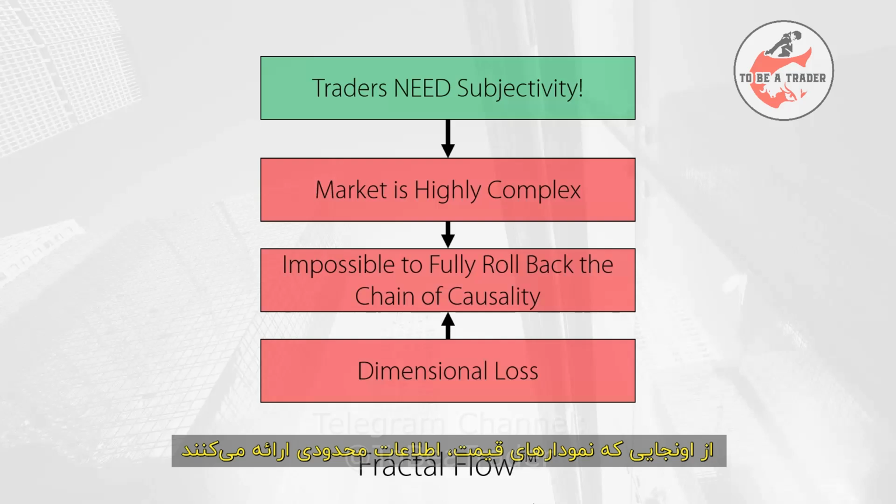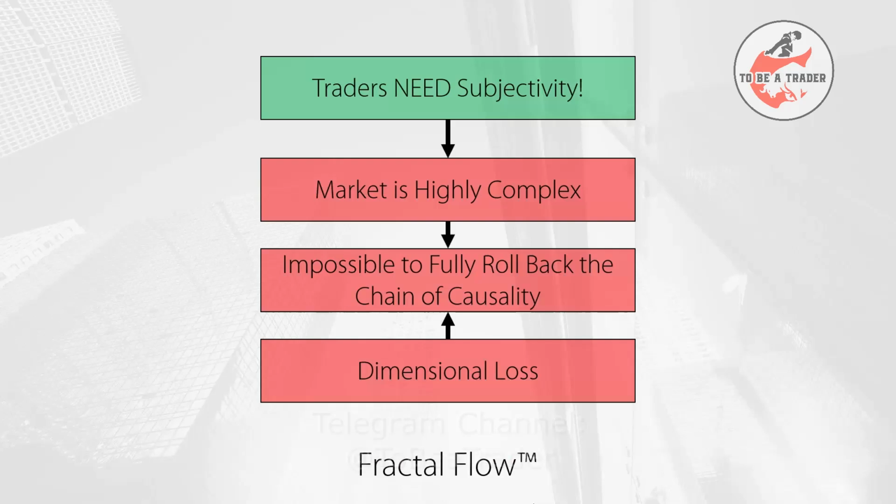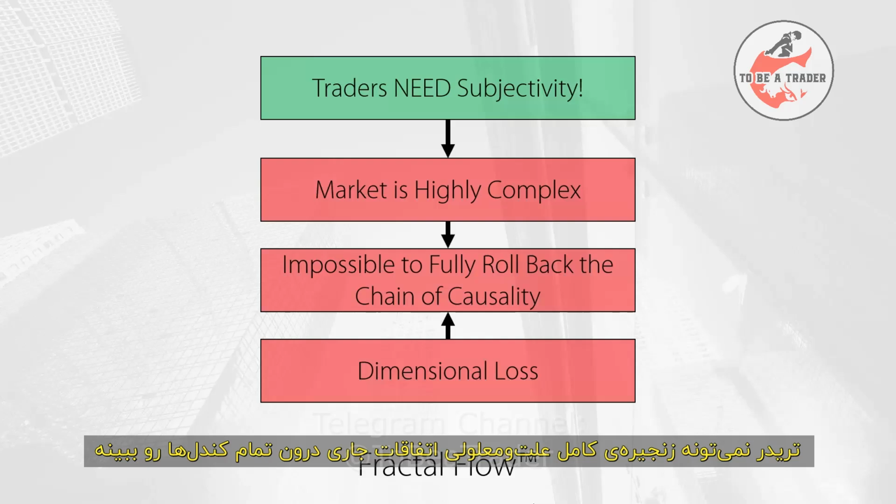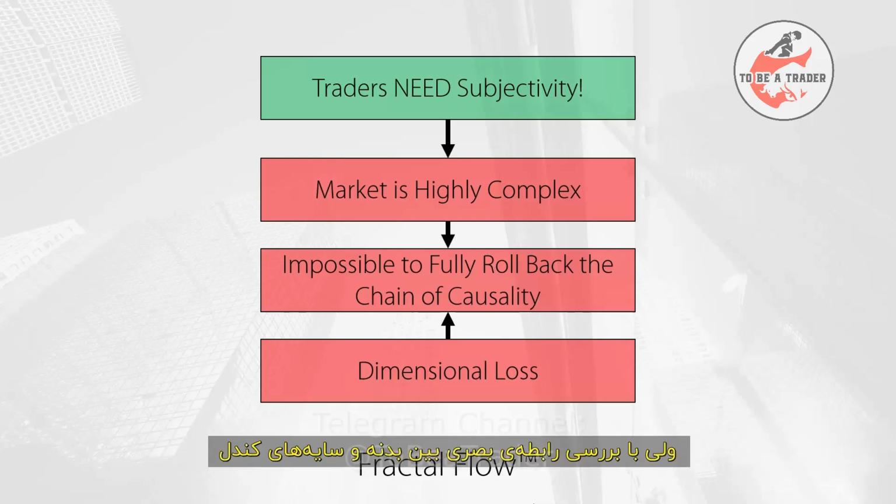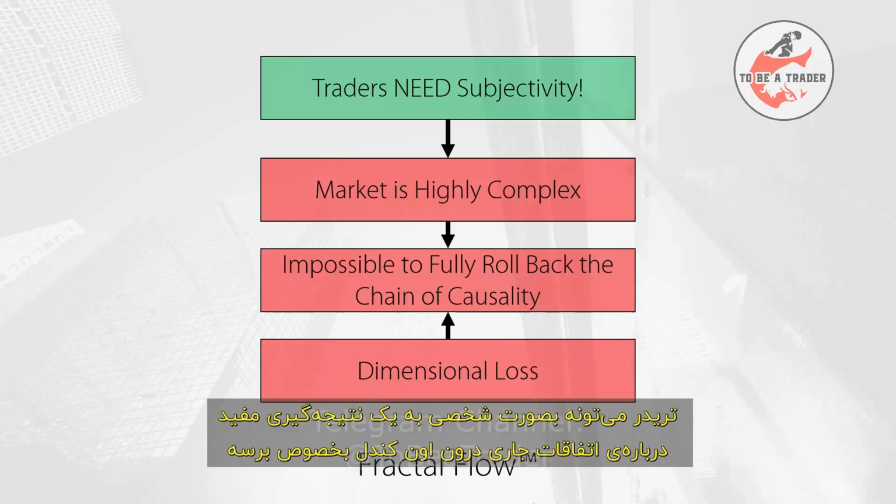Since the price charts provide limited information, traders need to develop a market intuition based on price nuances. A perfect example of that is observing the relationship between the candle body and the candle tails. A trader cannot see the complete chain of causality of what happens inside every candle, but by observing the visual relationship between candle body and tails, the trader can subjectively arrive at useful conclusions about what happened inside this particular candle.